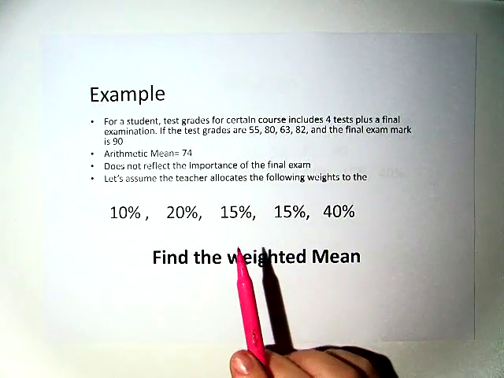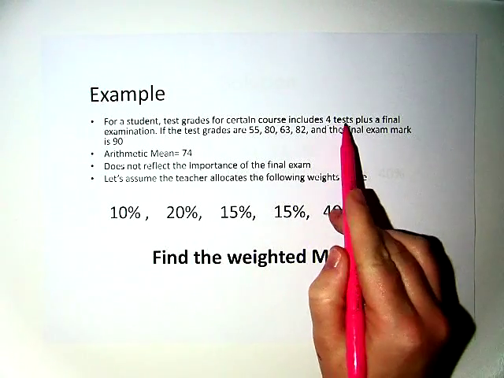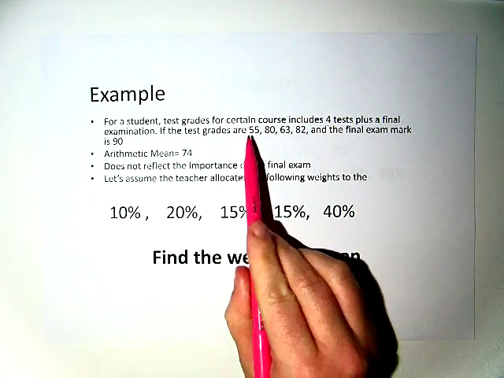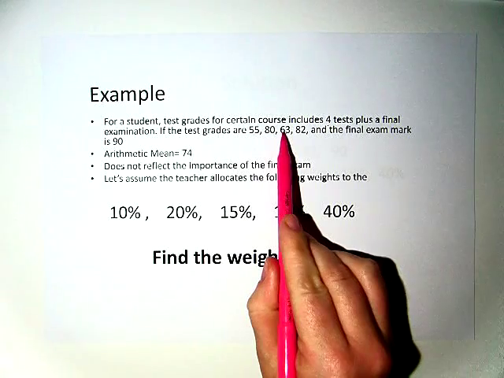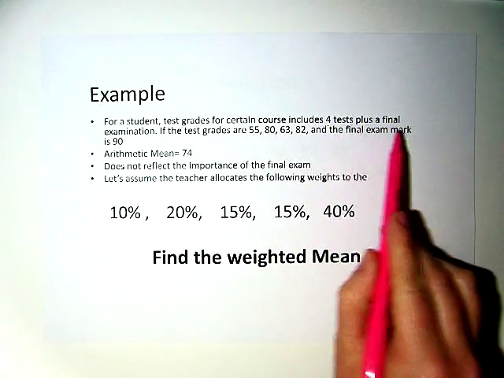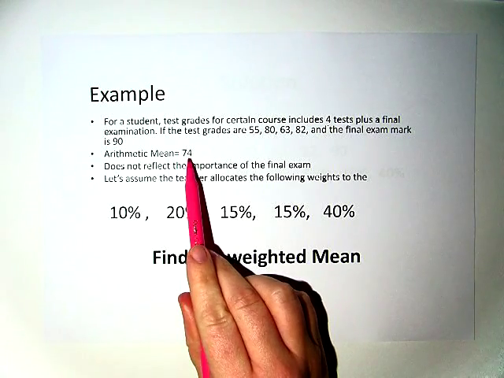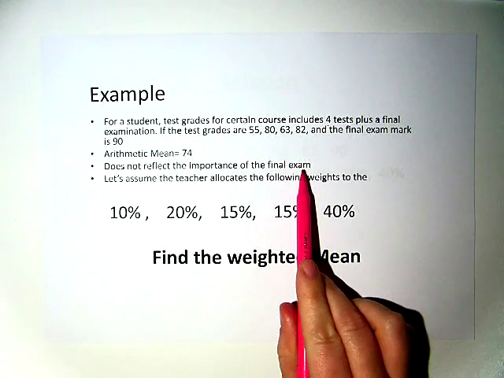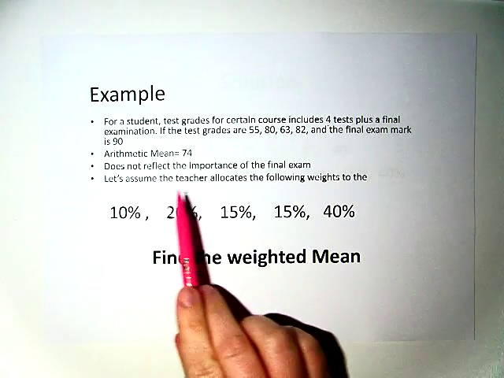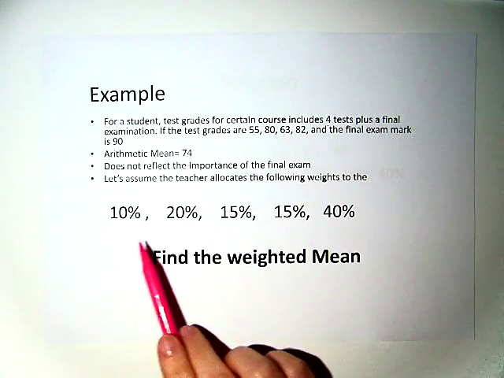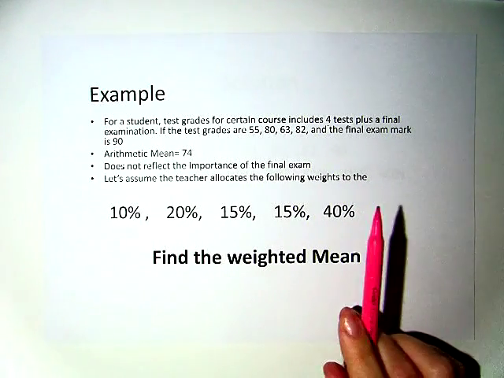For a student, test grades for a certain course includes 4 tests plus a final exam. If the test grades are 55, 80, 63, 82, and the final exam mark is 90, their arithmetic mean is 74, but it doesn't reflect the importance of the final exam. Let's assume the teacher allocates the following weights. So how would we find the weighted mean?